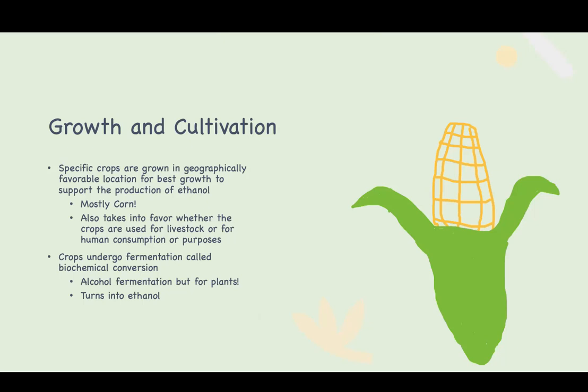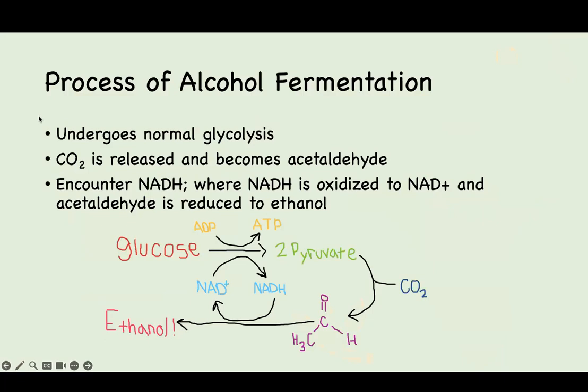In the cultivation of ethanol, crops undergo fermentation called biochemical conversion, which is just alcohol fermentation, but for plants, which turns it into ethanol. The process of alcohol fermentation. It undergoes normal glycolysis. So basically, we start here with the glucose.